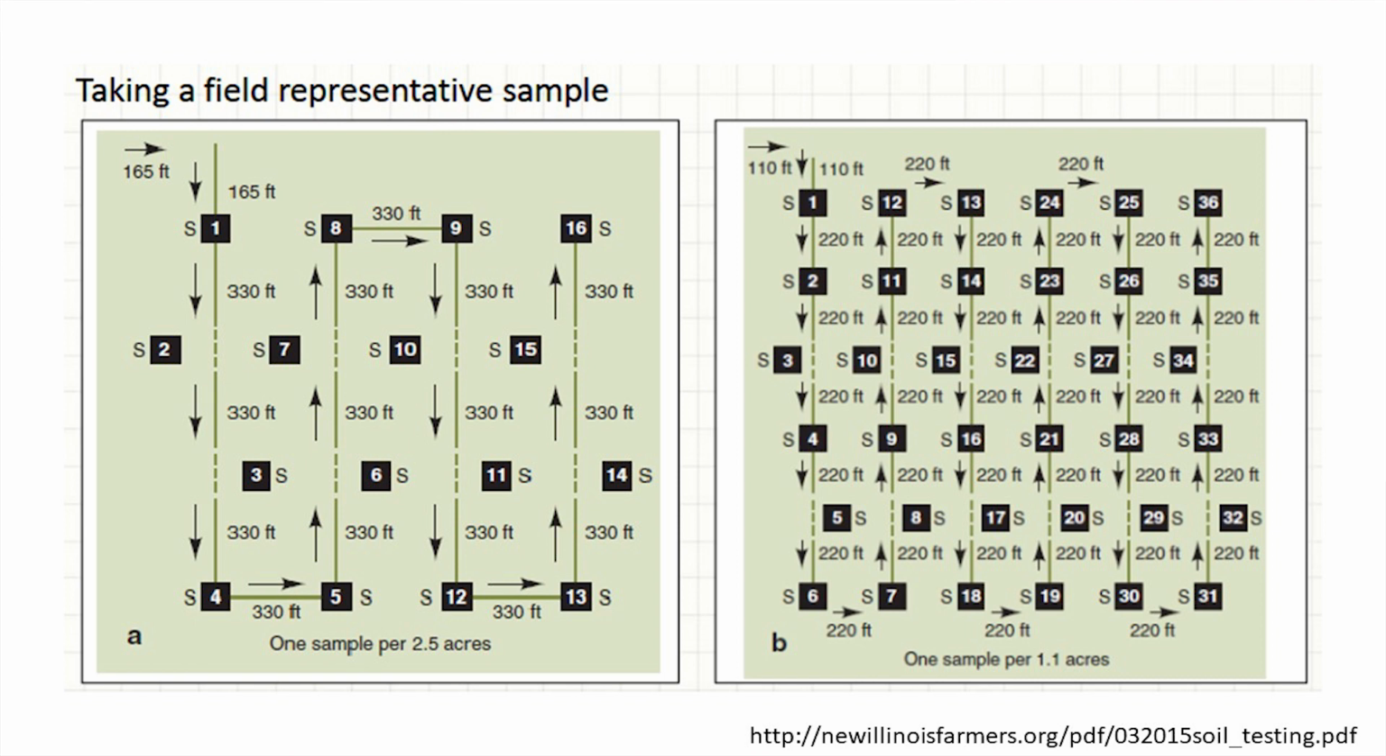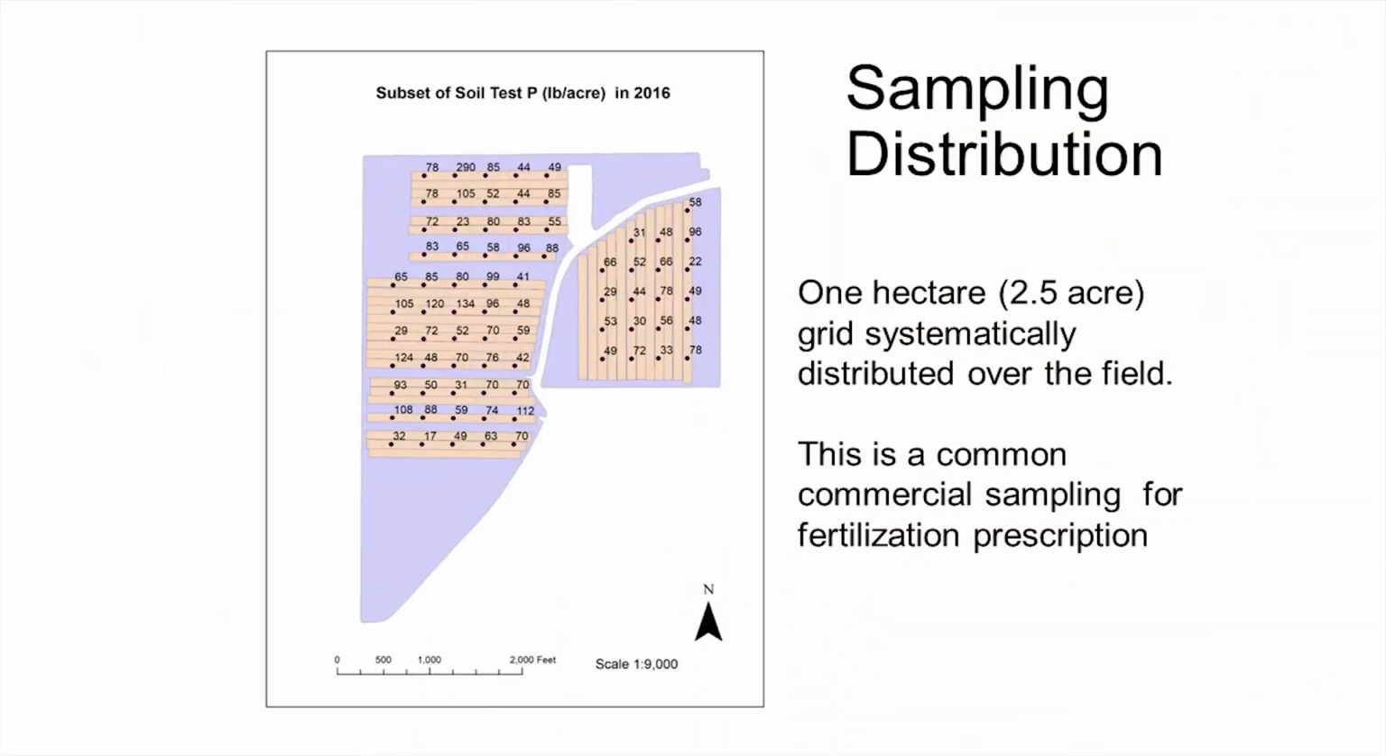The typical approach, as probably many of you know, is to take a representative field sample based on this gridded type of design. So one composite sample every 2.5 acres, so the equivalent of 1 hectare, in this grid type of arrangement, and this can be intensified at 1.1 acre grid if a higher sampling density is preferred.